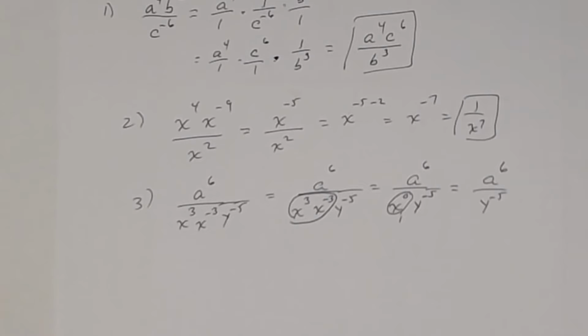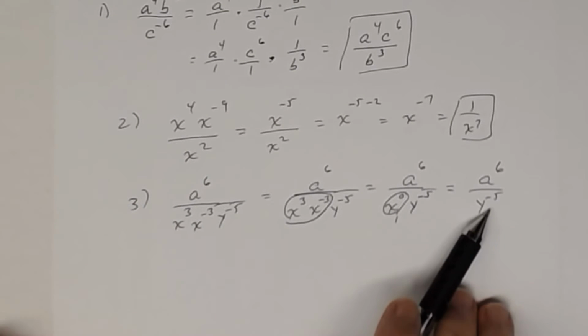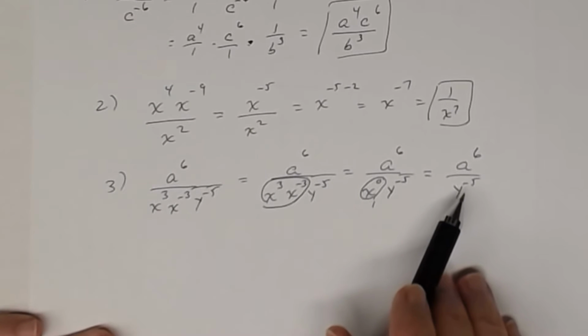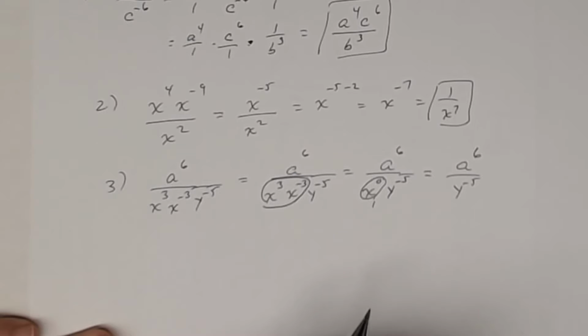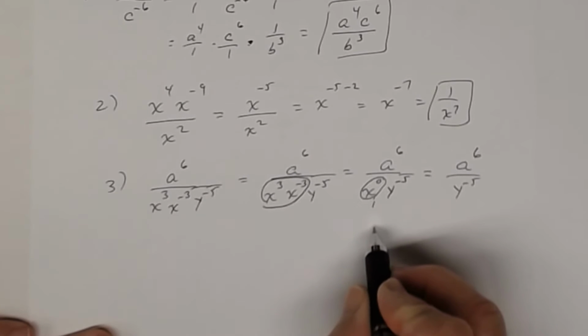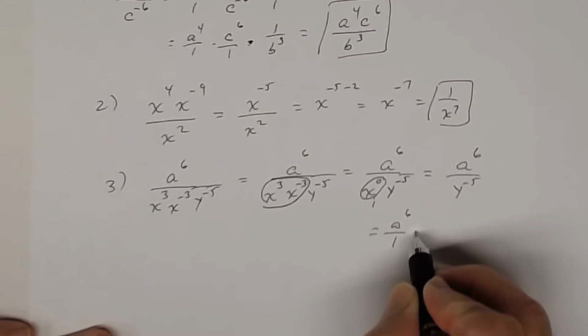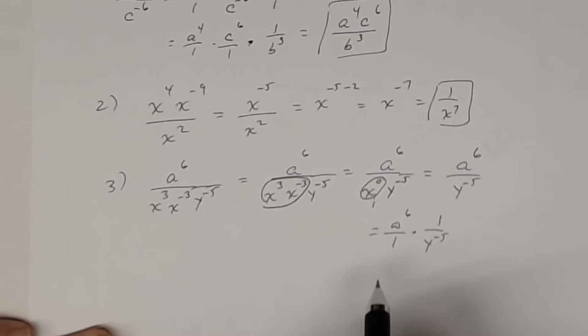So don't think that's your final answer, because remember, when simplifying these expressions, you don't want negative exponents in your final answer. So I'm going to rewrite this one just like I did this one, just to show you. Now, most of you know right away, hey, I have a negative exponent in the denominator. So to make that exponent positive, I got to bring that to the numerator, right? So let's look at this. So I'm going to rewrite this as a to the 6th divided by 1 times 1 divided by y to the negative 5th. So this right here is this product.